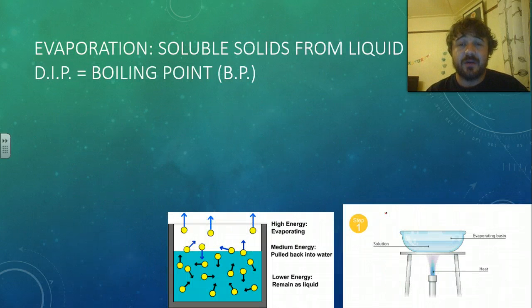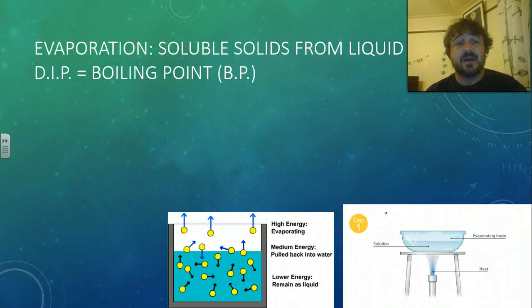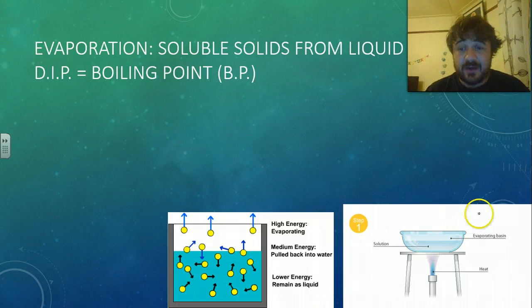So evaporation. This is one way to get a solid. The DIP is density. The DIP here is the boiling point. So soluble solids from a liquid, that's where evaporation comes in handy. You've all done this before. Again, here is the technique. You just have a Bunsen burner under an evaporating basin and you heat it up.